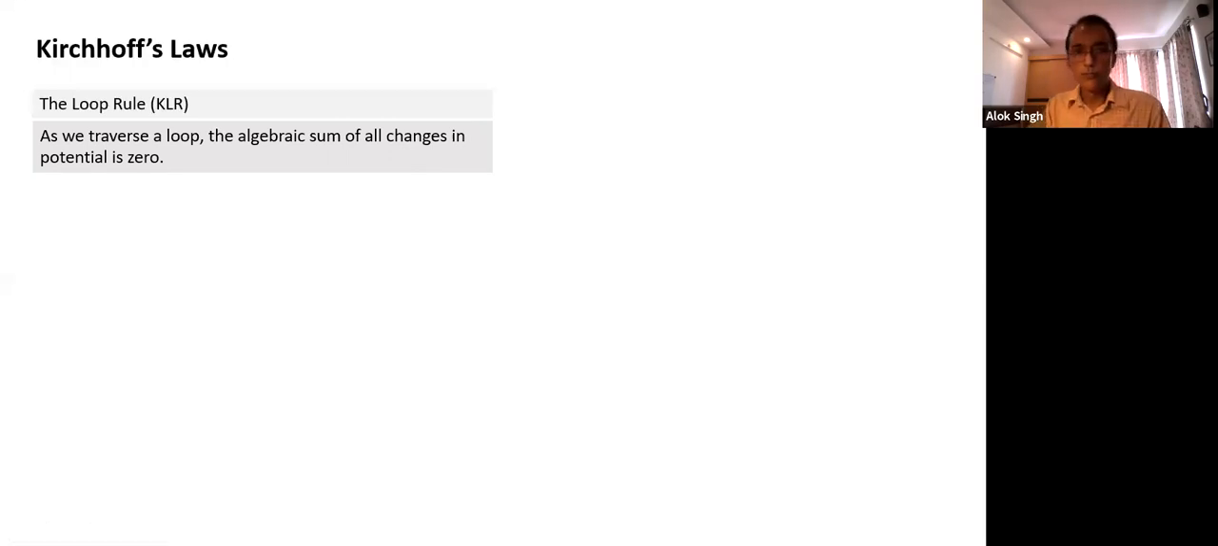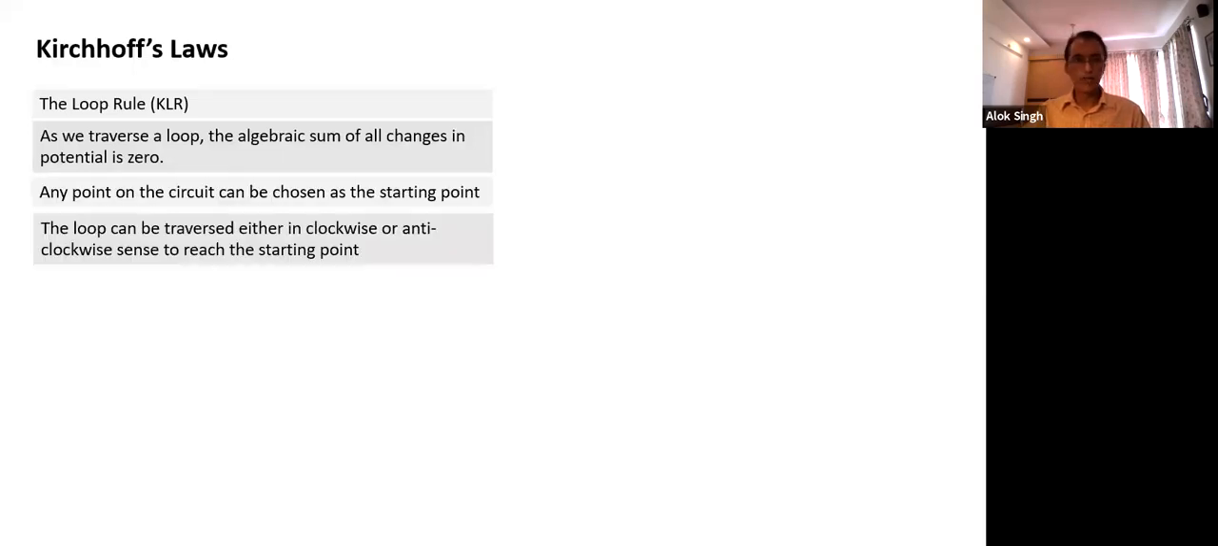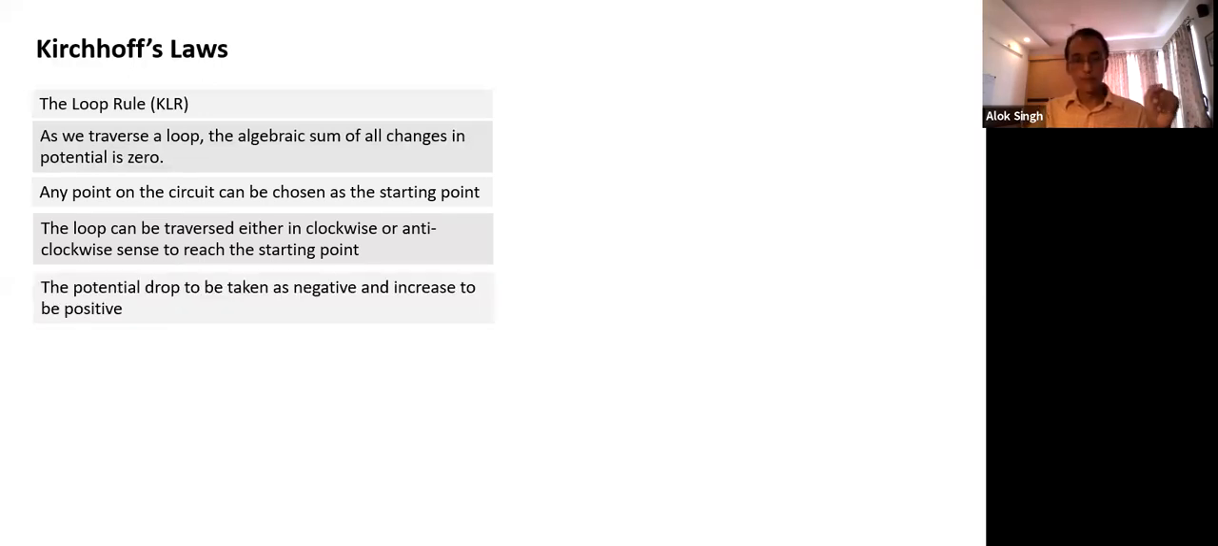If you recall Kirchhoff's loop rule, what does it say? As we traverse a loop, the algebraic sum of all changes in potential is zero. Any point can be taken as a starting point. We can traverse the loop in a clockwise or anti-clockwise direction, but we should reach the same starting point. All of you should practice the signs so well that you do not go wrong in applying Kirchhoff's loop rule. Potential drop is taken as negative and increase is taken as positive.